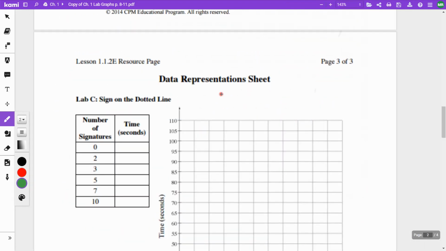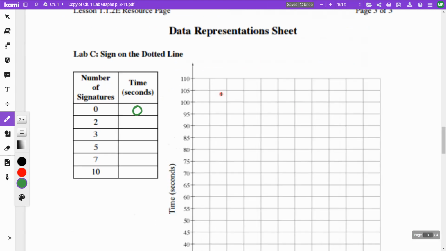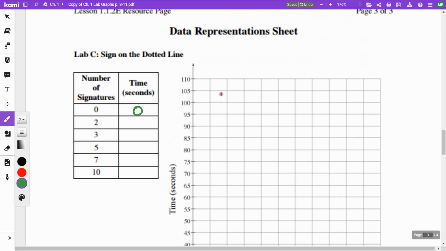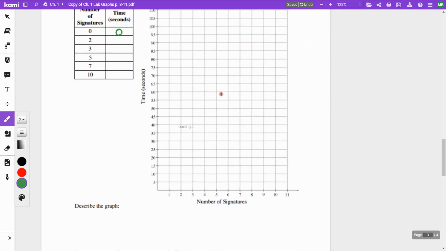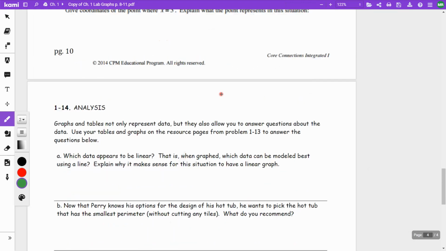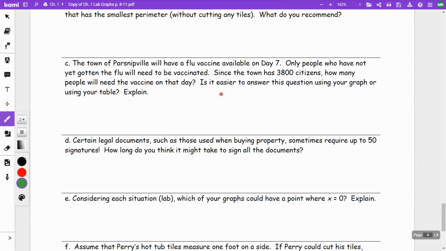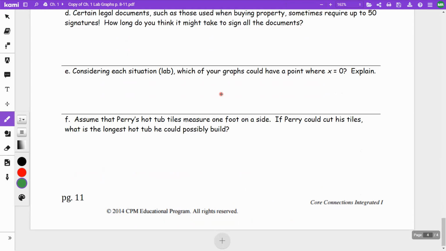And then this was our sign on the dotted line. They gave us 0 signatures. That should be 0 seconds. Then we're going to fill in the rest of our data, graph it, and then again, answer the same 2 questions. After you do that, you're going to move to 1-14 and you're going to be answering the questions that they ask here. These questions, and then you're going to submit that.